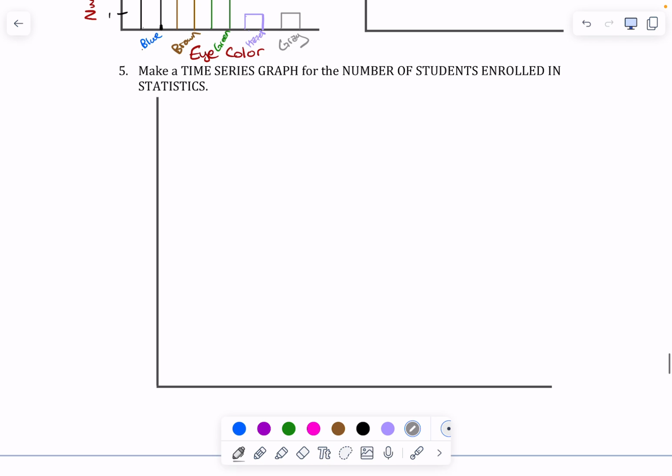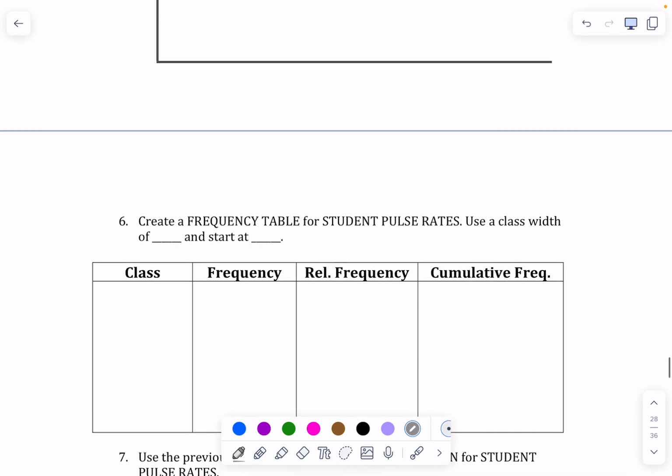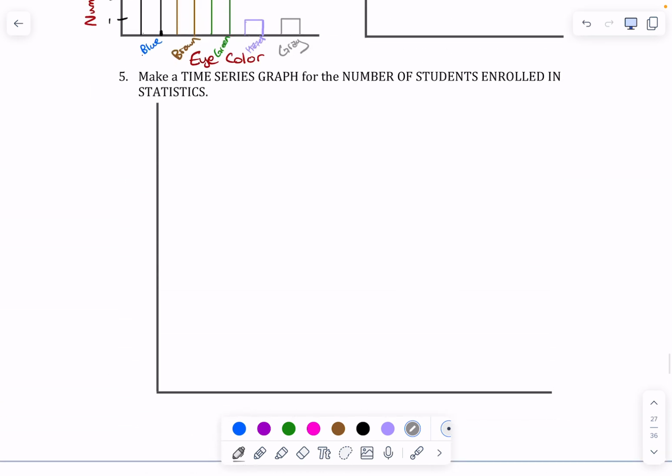Favorite color? You're going to do favorite color on that one? Like the same thing? Sadly, there's options. All right. I'll go through time series with you and then I'll give you time to work.